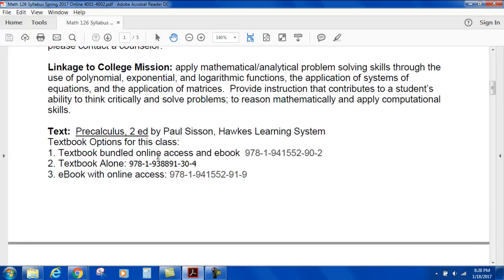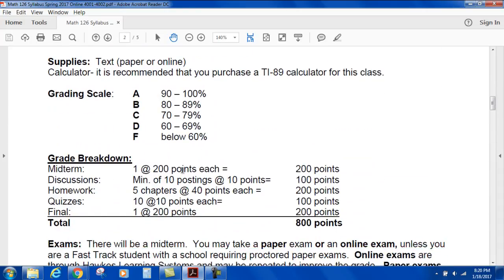You have some options for the textbook. You could just get the textbook bundled with the online access and ebook. You can get the textbook alone or get the ebook with the online access. So if you want to do your homework online or your exams online, then you'll need to get the options that include the online access. If you can do everything on paper, you can go with the textbook. Supplies: you need some kind of a text, paper or online, and a calculator. It is recommended that you purchase a TI-89 calculator for the class. Now, I let people use TI-89s in my calculus classes. Some people don't. So a TI-84 is a good investment too. Just think about that.